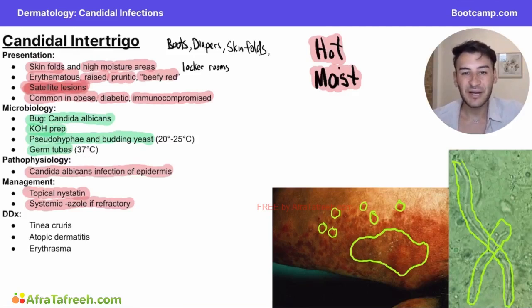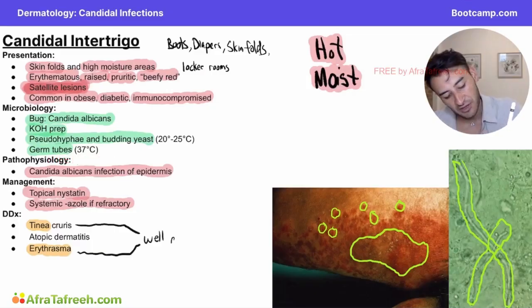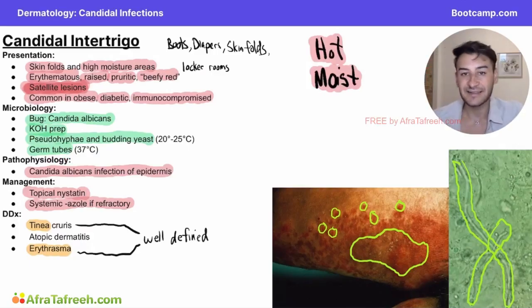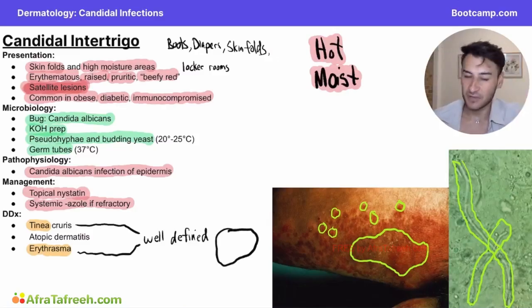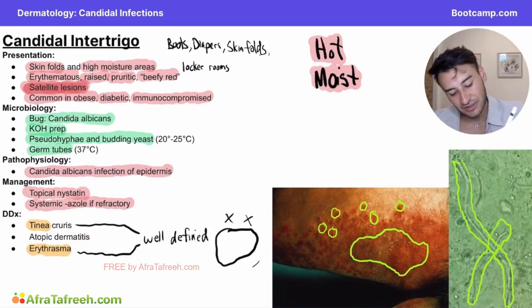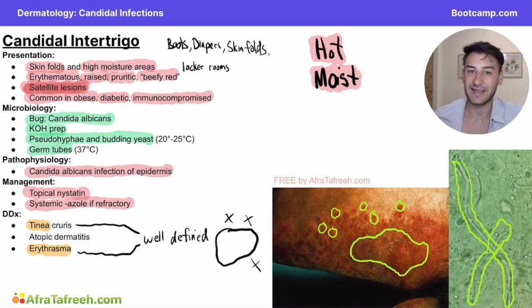I want to wrap up by talking a little bit about some differentials for Candida. And so tinea and erythrasma are going to be two differentials that are both going to have well-defined borders. And what I mean by well-defined borders is that there are going to be no satellite lesions. Previously we were talking about the satellite lesions that are specific to Candida, whereas the borders of tinea and erythrasma are going to be well-defined. So we're going to have this solid plaque that's also going to be erythematous, raised, and pruritic. However, there will be no satellite lesions on the outside here like we would expect to see in Candida.